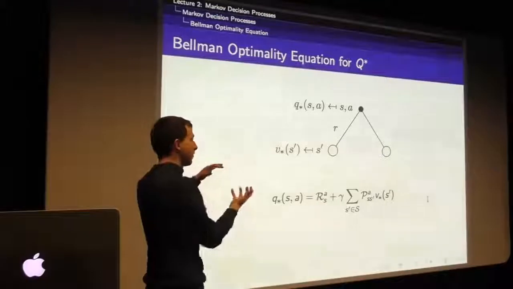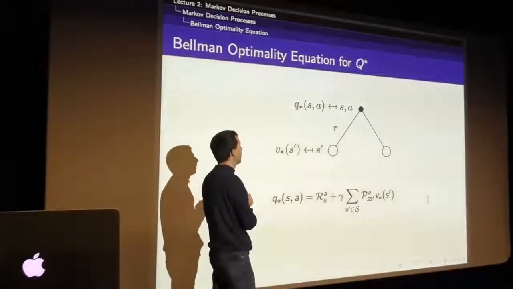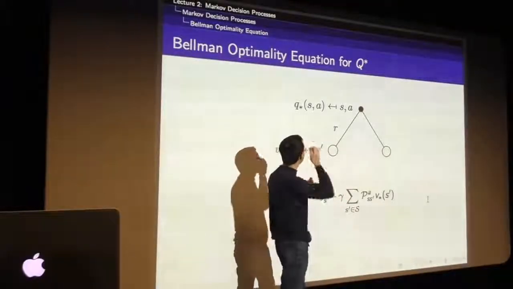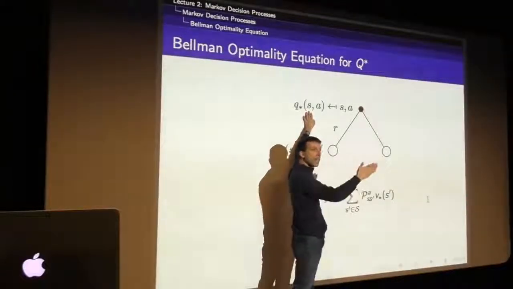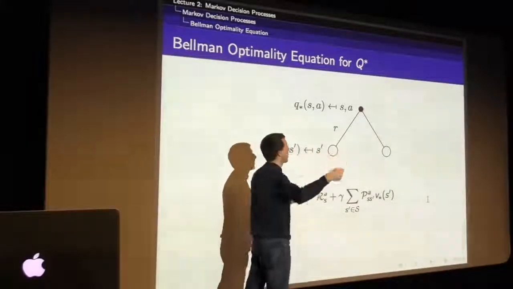Now we're going to do the other half. Remember we had V going to Q, now we're going to do Q going to V. So now we want to know, how good is one of those red arcs in that diagram? How do we know what the optimal value is for being in a particular state and taking a particular action?